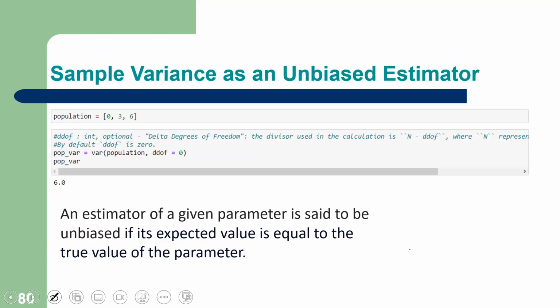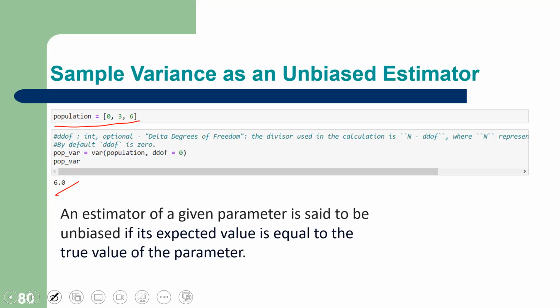Then the sample variance is an unbiased estimator, the same thing we evaluated earlier for the mean. Here also the standard deviation: what happens here? Same thing. We calculate the population variance as 6.0. See, the sample variance is an unbiased estimator, but the standard deviation is not unbiased. Only the variance is unbiased.